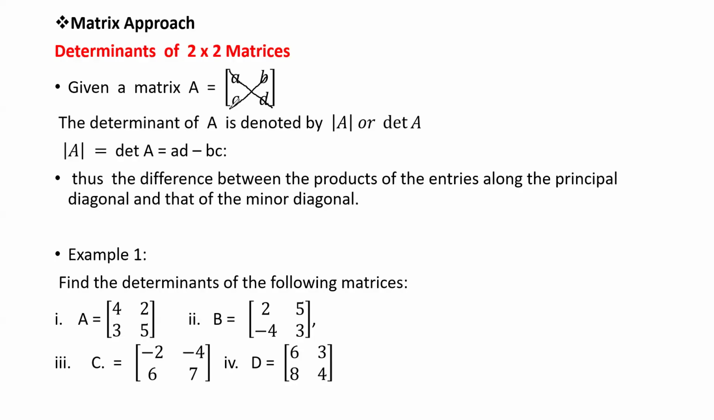So here we have 4 times 5. The major diagonal is 4 and 5. So 4 times 5 is 20, minus 2 times 3, which is 6. So 20 minus 6 is 14. Are you okay?